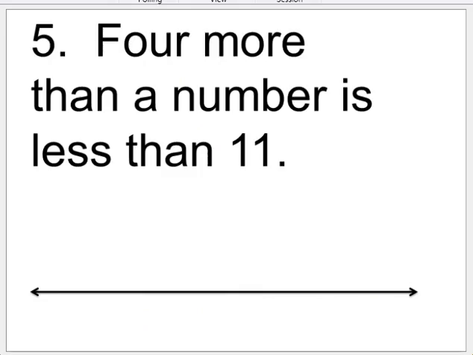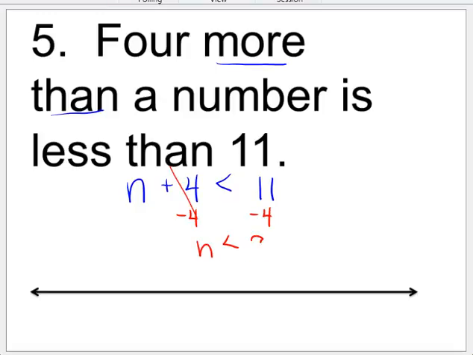The next problem is written in words, so we'll go ahead and write an inequality for it. It says 4 more than a number. We can call that number whatever we want. I'll call it n. n plus 4 is less than 11. Now we're ready to go ahead and solve that. So I'll get rid of the 4 by putting a negative 4 on both sides. That creates 0. n is less than 7.